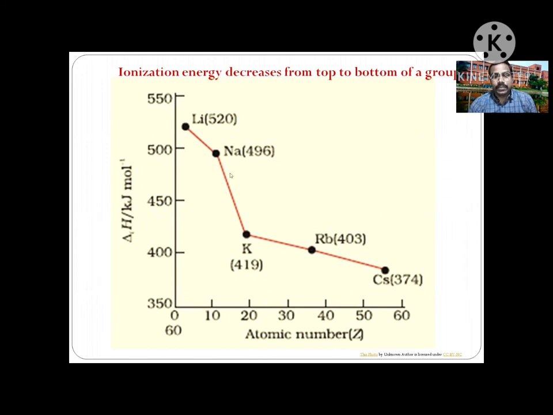Here, from lithium to sodium, ionization energy gradually decreases. Sodium to potassium, rubidium and cesium. Lithium has 520 kilojoules per mole, sodium 496 kilojoules per mole. Gradually the value decreases. Descending in a group, the ionization energy value decreases. As ionization energy value decreases, the chemical reactivity of the element increases, for metals, first group A metals.